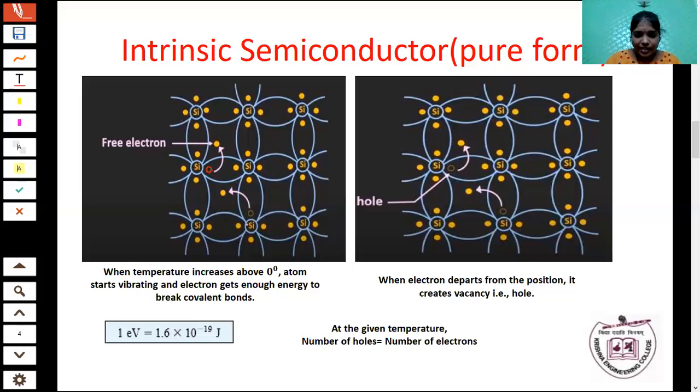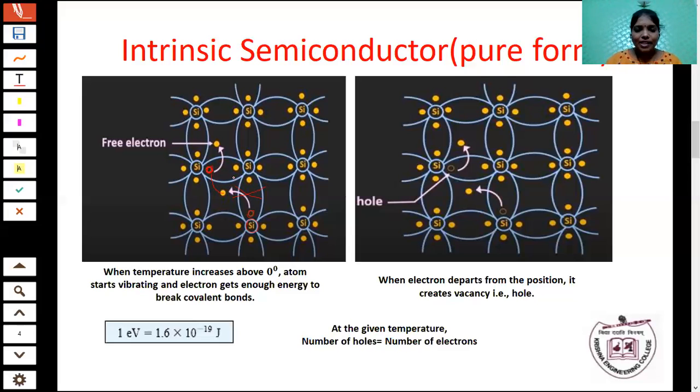Similarly, you consider this silicon atom. The electrons in this covalent bond get enough energy and break the covalent bond. So the electron departs from this place. Okay. So that is, it forms a hole. Now this free electron will move towards this hole and fill this gap. Okay. This vacant place is nothing but a hole. This free electron will move and fill this gap.